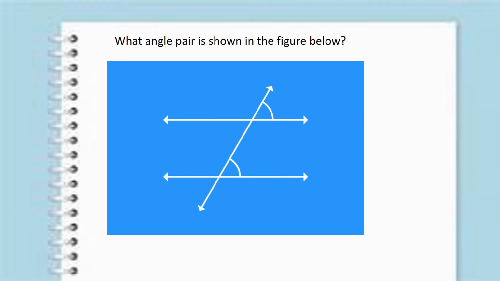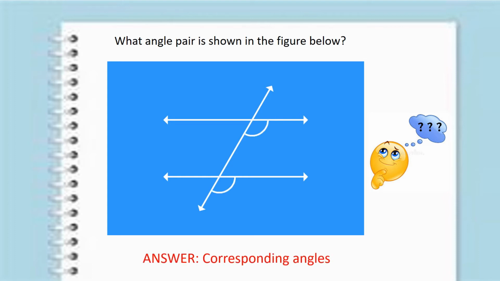So now we will recall and practice what we have learned by answering the following exercises. Shall we start? So we have here, what angle pair is shown in the figure below? What's your guess? The answer is they are corresponding angles. You got it right?